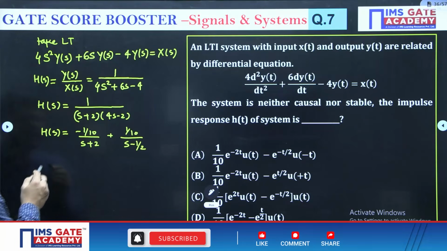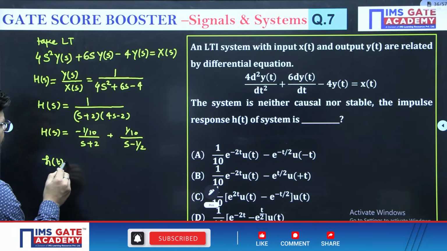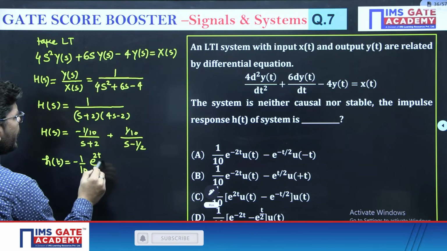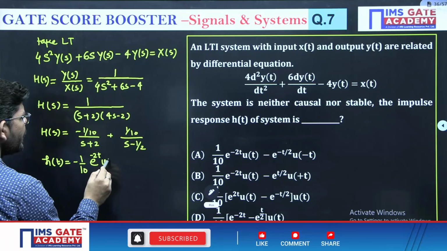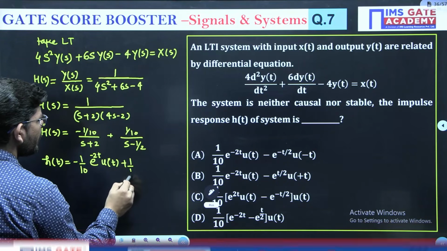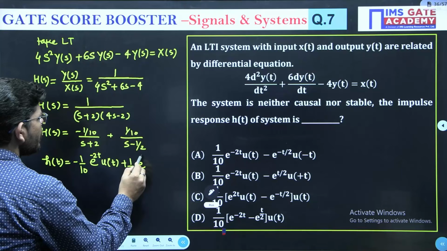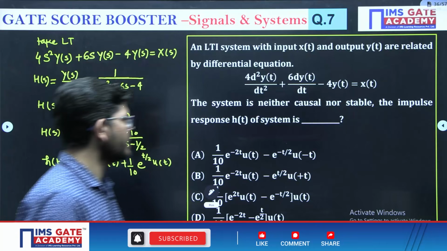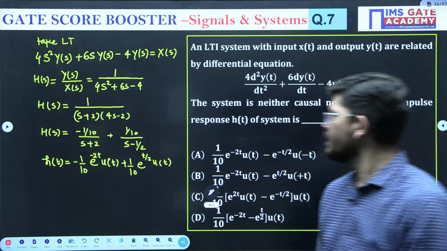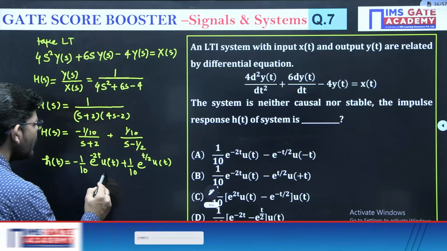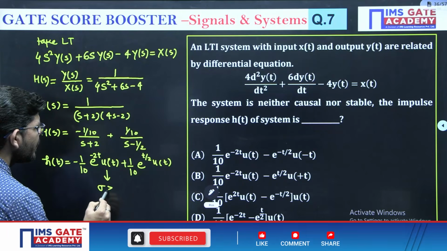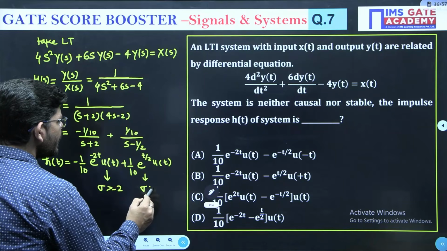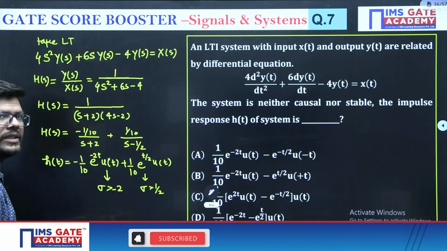Okay. Now take the inverse Laplace transform without thinking anything. So you will get minus 1/10 e to the power minus 2t u(t) plus 1/10 e to the power t/2 u(t). Right? This is what you will get. Okay. Now see, what is the ROC from here? The ROC from here is sigma greater than minus 2. ROC from here is sigma greater than 1/2. Right, these are the ROCs.